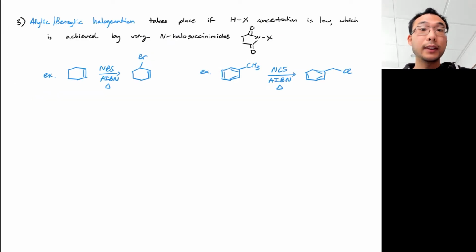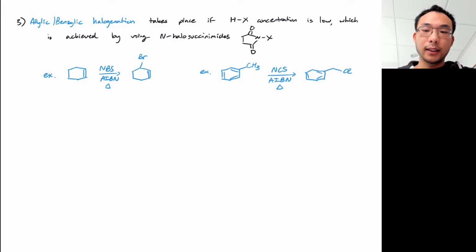The next one is the allylic or benzylic halogenation. This is an interesting reaction because it seems at odds with the direct addition to an alkene we saw before. But it turns out that if you conduct your radical halogenation carefully, in a way that the HX concentration is very low, then you can get the halogenation to take place not at the alkene itself, but at a carbon at the allylic or benzylic position. Here this is the allylic position, and here this is the benzylic position.